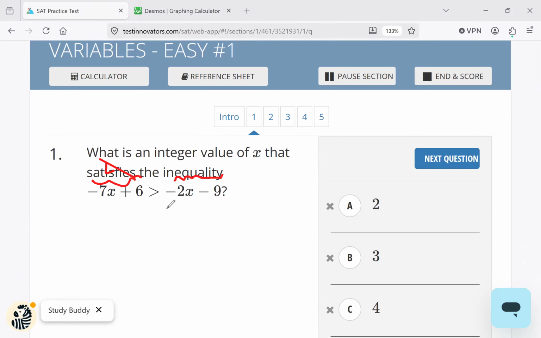So what you're going to do is get either all the letters first on one side or the constants. It really doesn't matter what you do first. If I decide to get all the x's on one side, I have to add 2x to both sides. This cancels, and negative 7 plus 2 is negative 5x, plus 6 is greater than negative 9. Then to solve for x, you subtract 6 from both sides. Negative 9 minus 6 is negative 15.